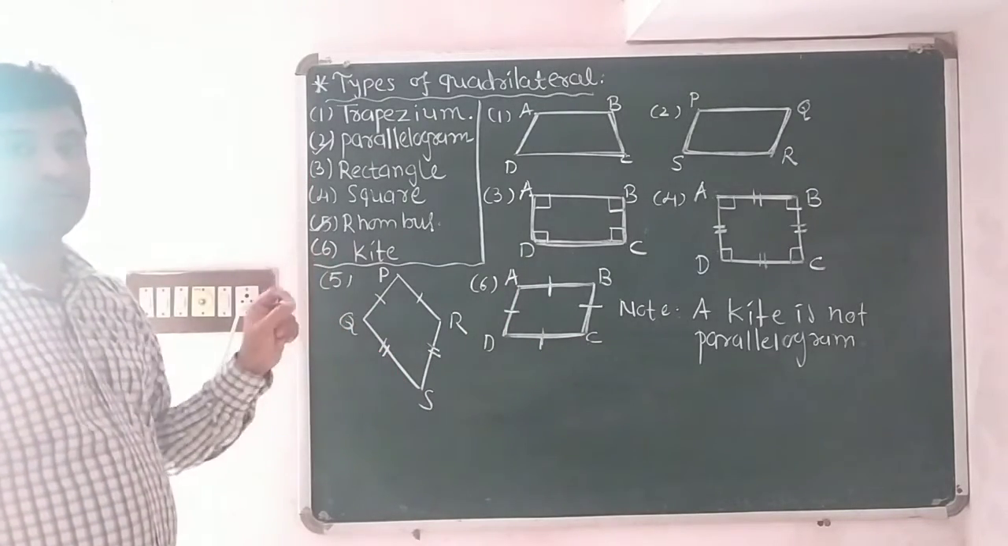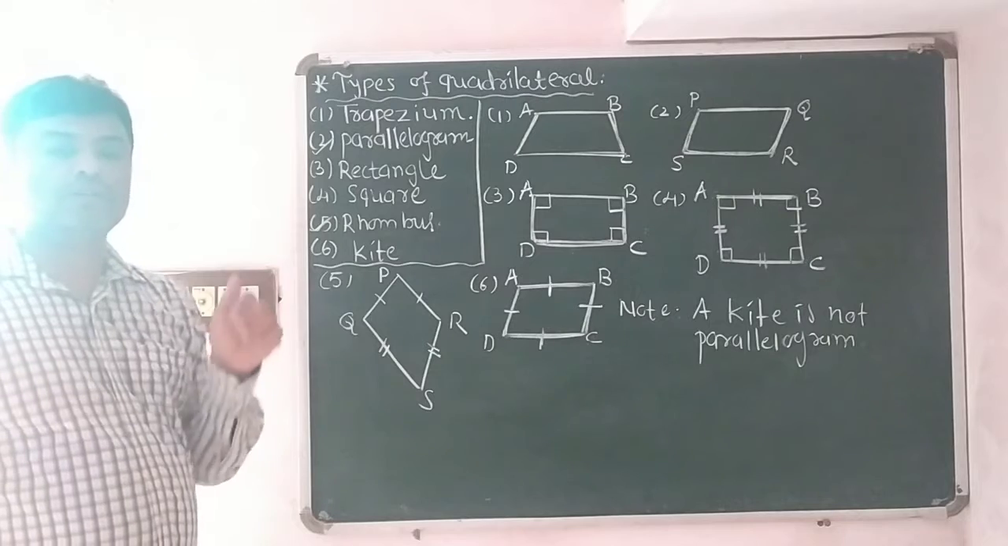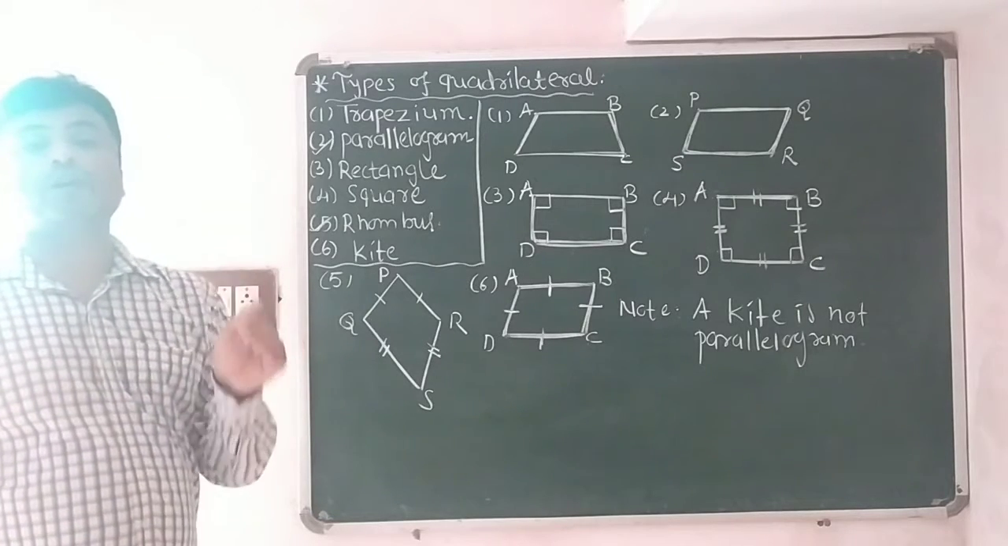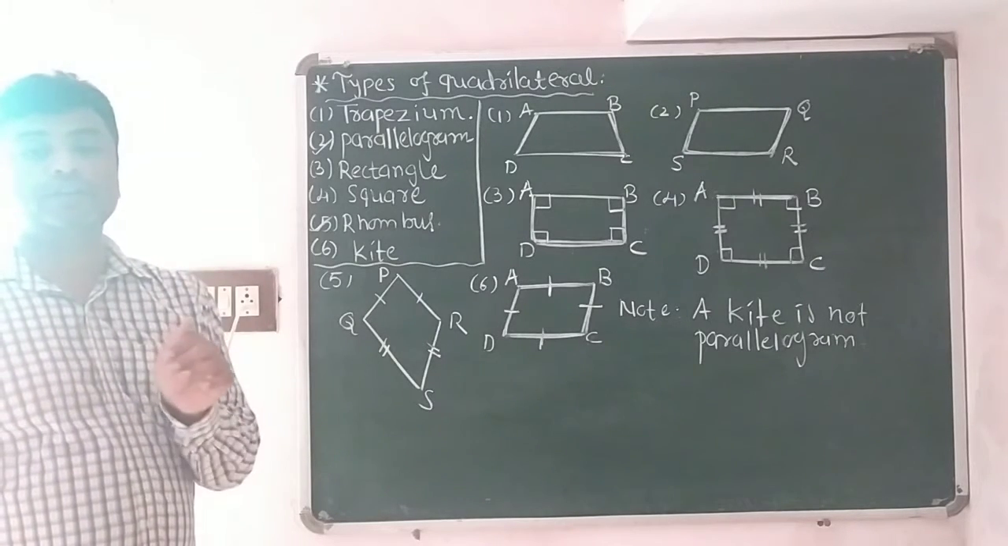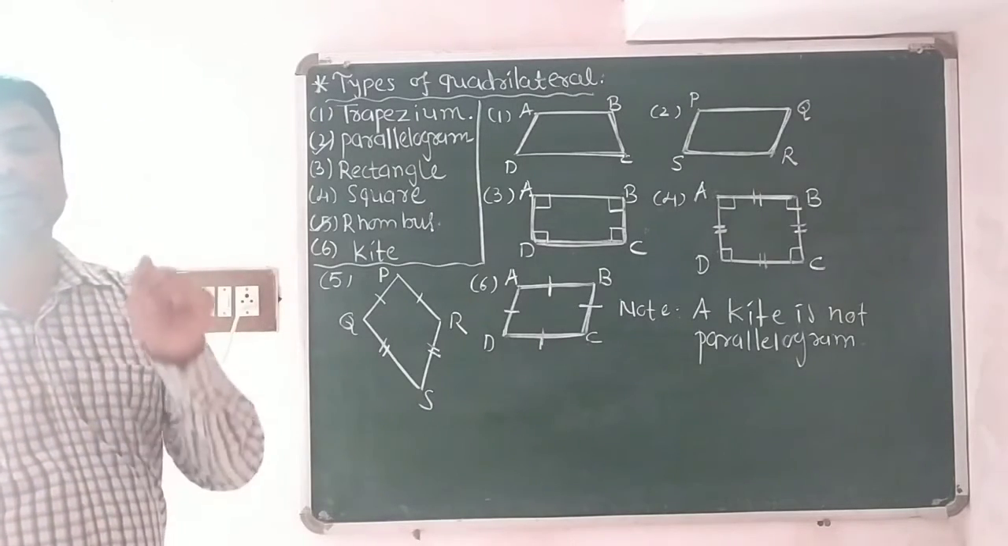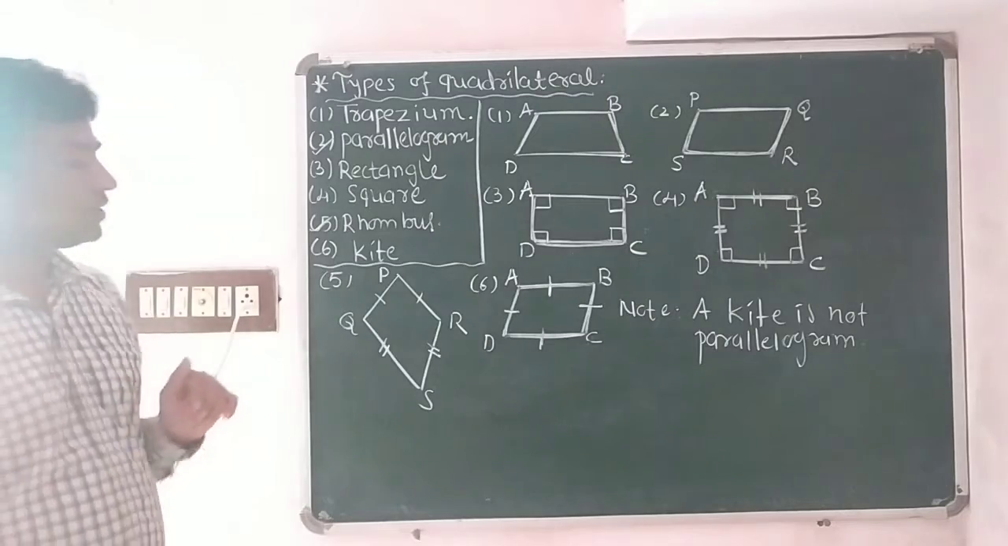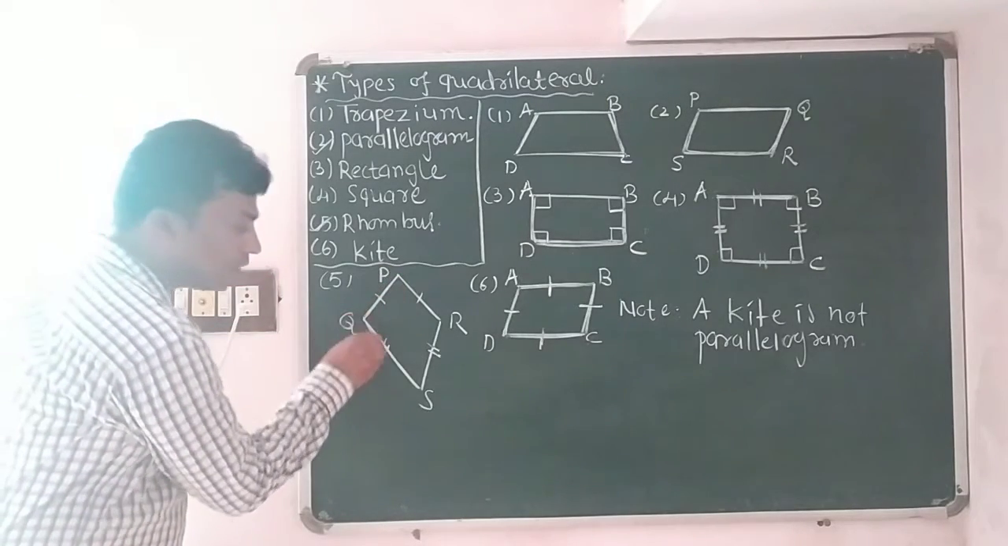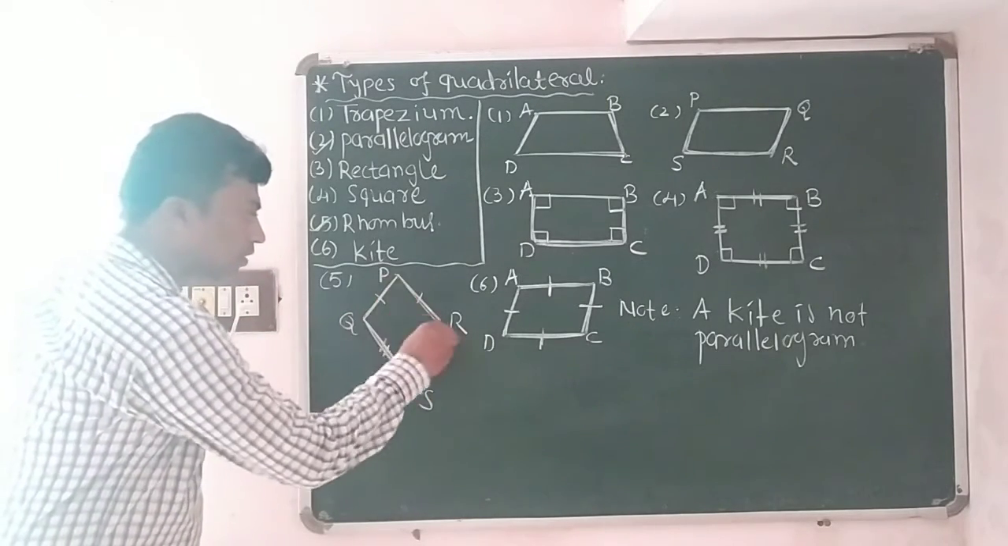Now last, kite. What is the definition of the kite? So see children, the definition of the kite is a quadrilateral with adjacent sides equal in length, then the given quadrilateral is known as kite. So see children, this is the figure of kite.